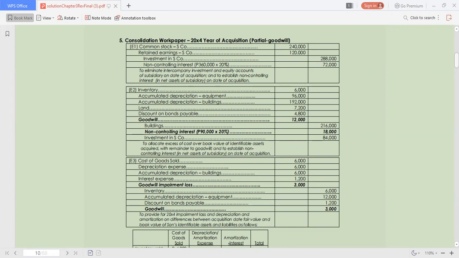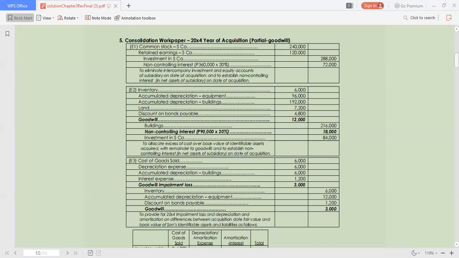288,000, and we have the non-controlling interest in the amount of 72,000 to eliminate intercompany investment in equity accounts of subsidiary on date of acquisition, and to establish non-controlling interest in the net assets of the subsidiary. So we have now your NCI credited for 72,000, and we credit the investment for 288,000.